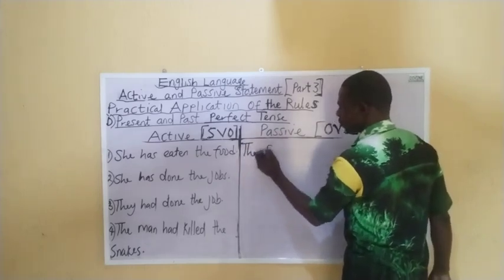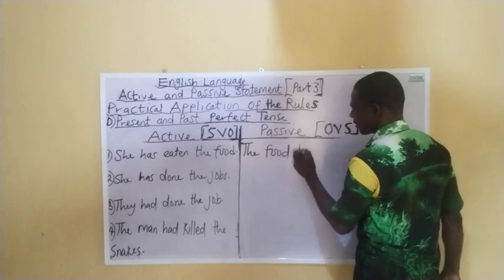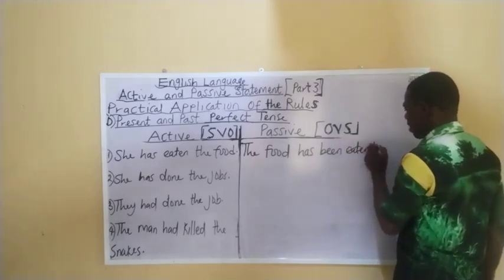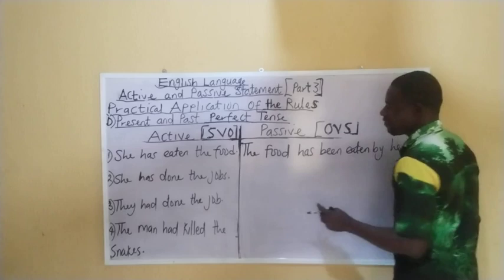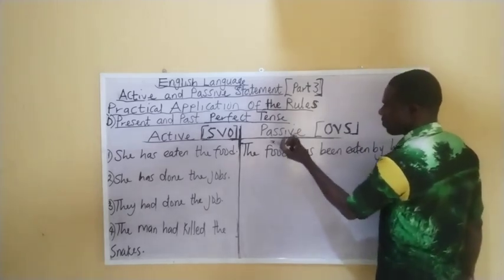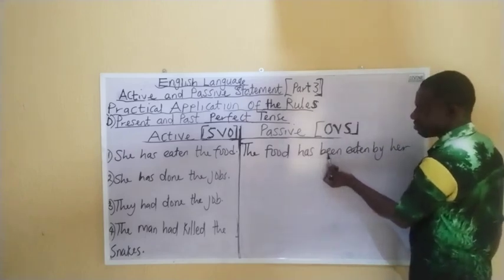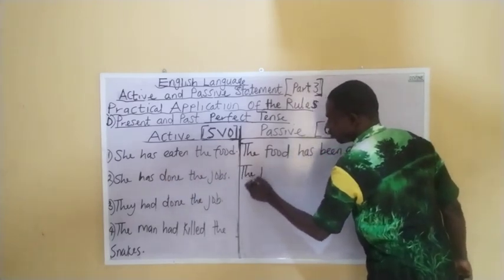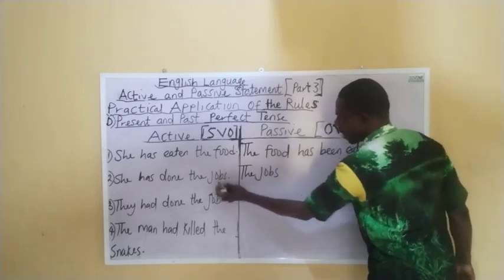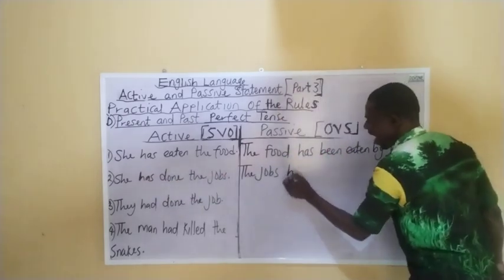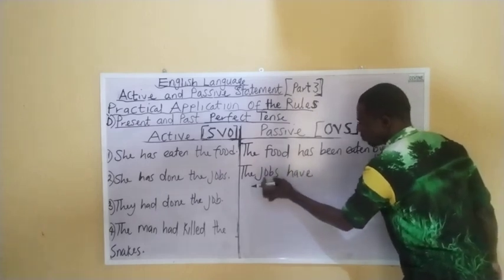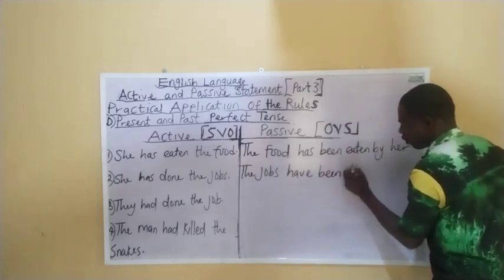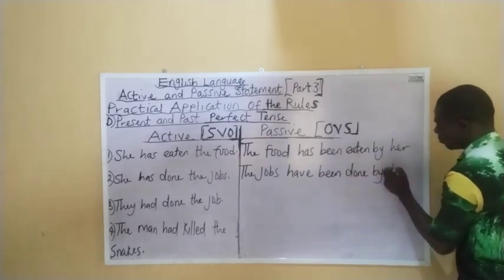The food has been eaten by her. So for perfect statements, when changing to passive, we must use the verb been. 2. She has done the jobs. The jobs, plural, present perfect. Here will now be have. Jobs plural, plural verb. The jobs have been done by her.